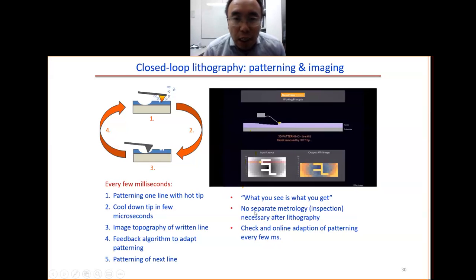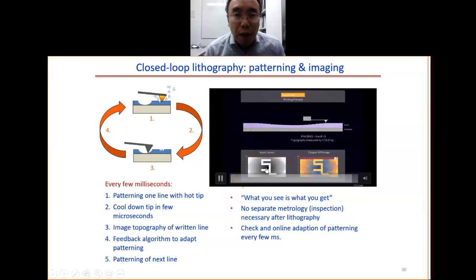We do not need to separate the metrology or inspection because we can see it already. We do not need to do the imaging afterwards. We can check and adapt the patterning every few microseconds. For example, if we see the pattern become too tall or too short, too deep, then we can modify it. When we write the next line, we can modify it so that we get the right height. And we can do this because we have this feedback.